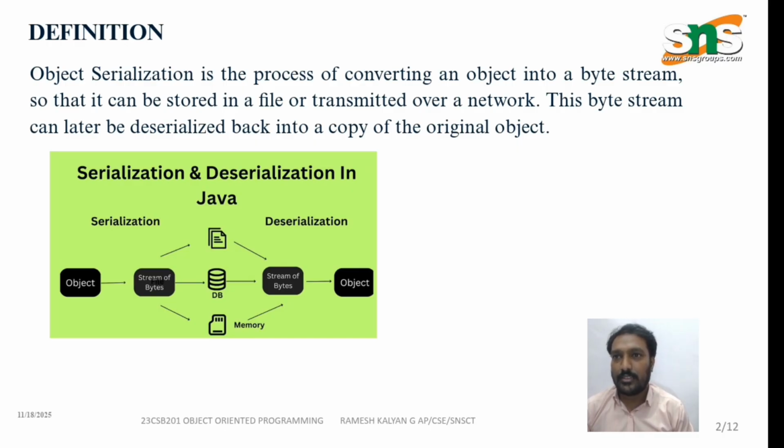In the figure, we could see the process of serialization and deserialization in Java. The first one is the serialization process, that is the process of converting an object into a byte stream. The next one, on the right side, is deserialization, that is the process of converting a byte stream into an object, with the help of a database, memory and files.